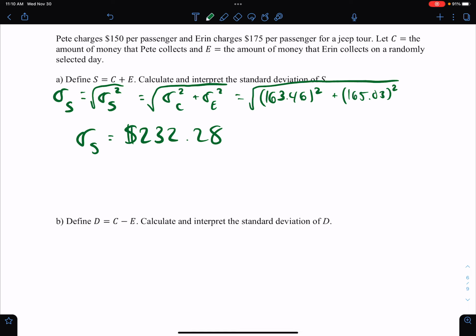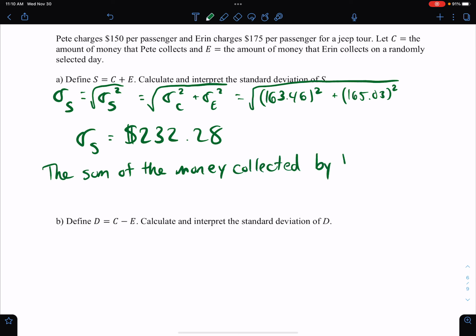And the interpretation of that, so we first have to think, what is the event? The event is the sum of the money collected by Aaron and Pete. So that's what we'll start with, the sum of the money collected by Pete and Aaron. So this is representing how far away each data point would be. So this is why it's important to say on a randomly selected day. So the sum of the money collected by Pete and Aaron on a randomly selected day.